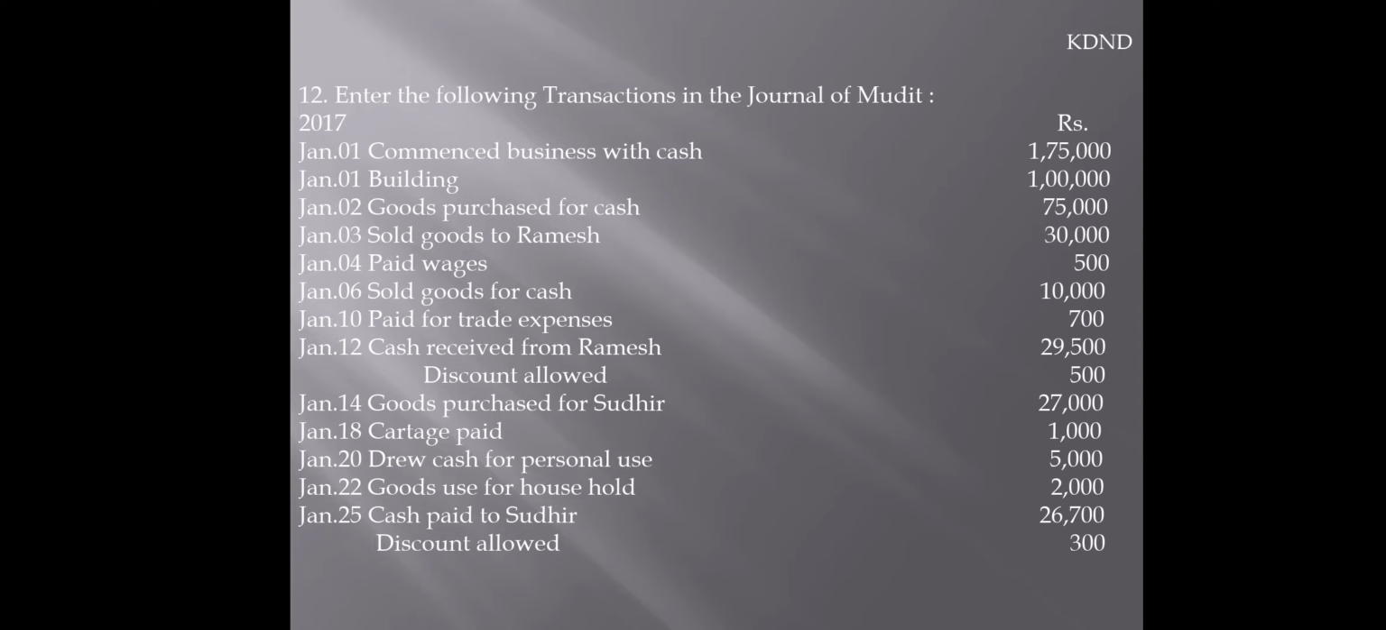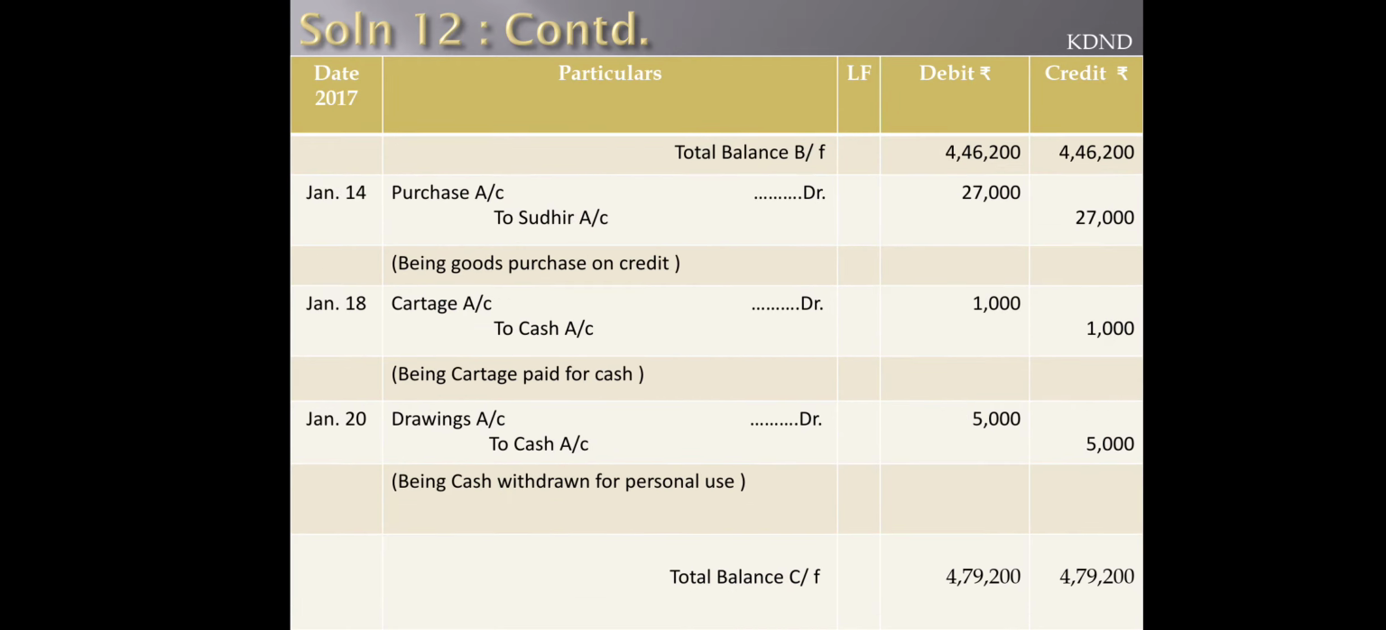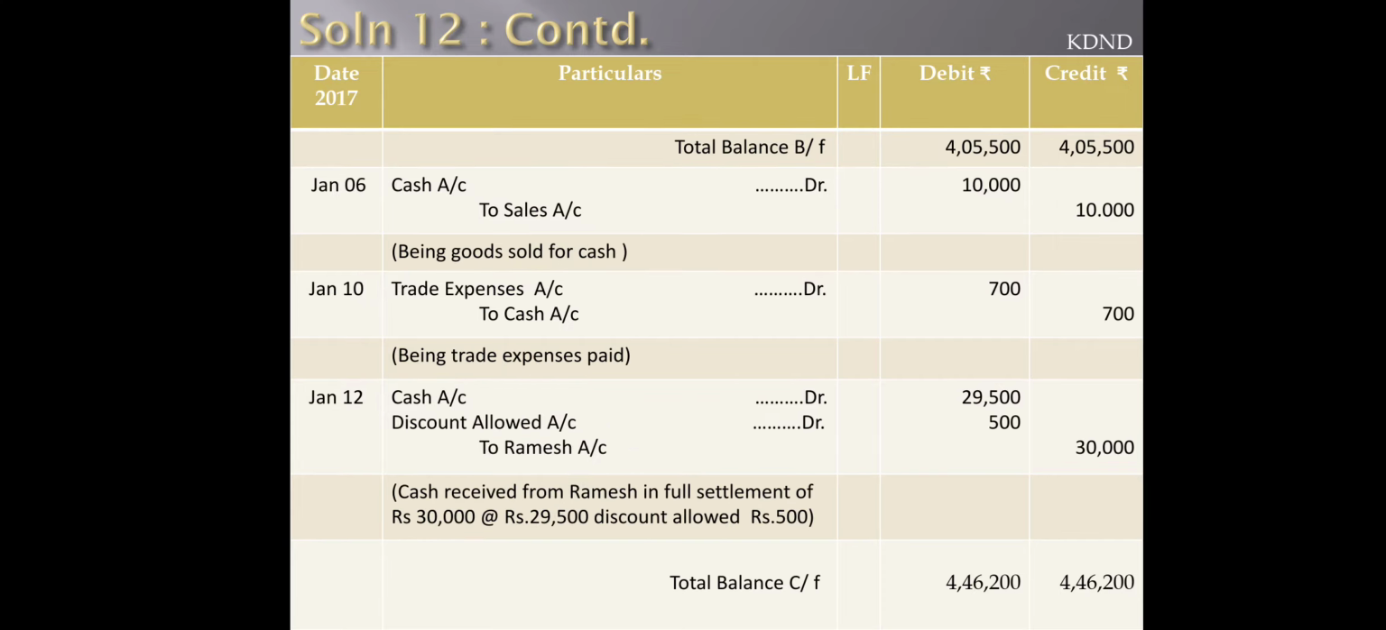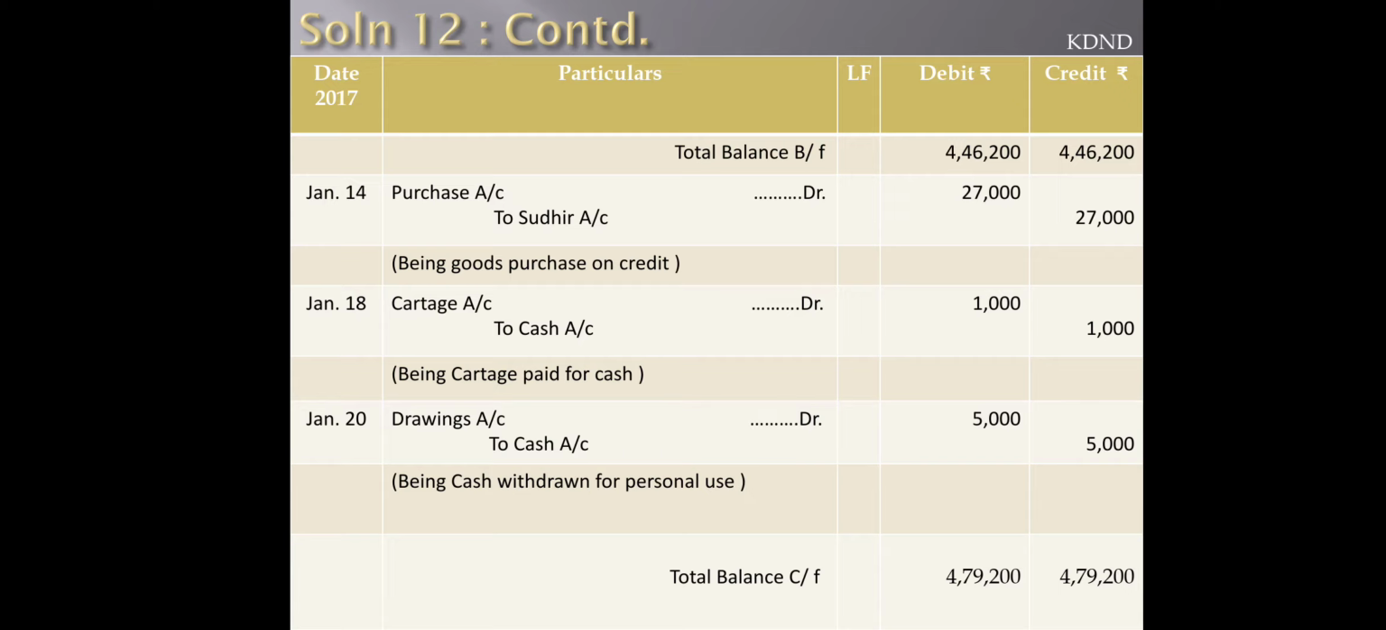In both the cases you can see over here, purchase account debit to Sudhir. Purchase is always debit, as I have noted previously also, because it's an expense for the business. And to Sudhir, Sudhir is a person, it's a liability which we have as a credit, being goods purchased on credit. And on January 18, cartage to cash, that is carriage to cash, 1,000 rupees. So your entry will be cartage account debit to cash account, 1,000.